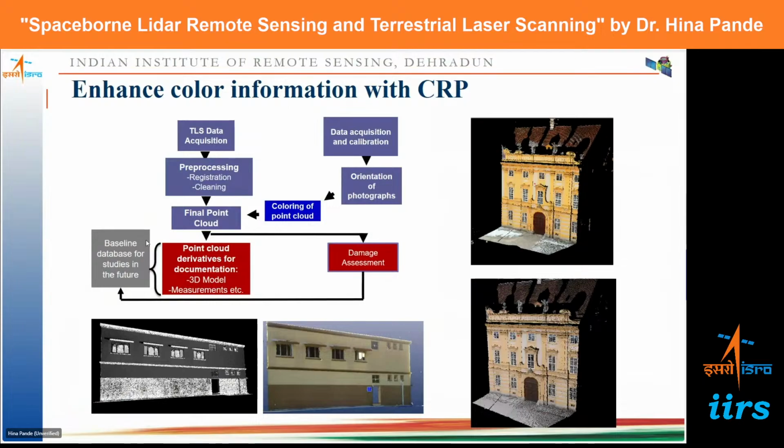Now we can also combine other kinds of data with the laser scanner data, for example photographs, to enhance the color information that we have. Because terrestrial laser scanners already have a calibrated camera with them, RGB images can be taken. These can be very useful for damage assessment or other kinds of measurement, as they give us enhanced color information for the object, along with the point cloud data.